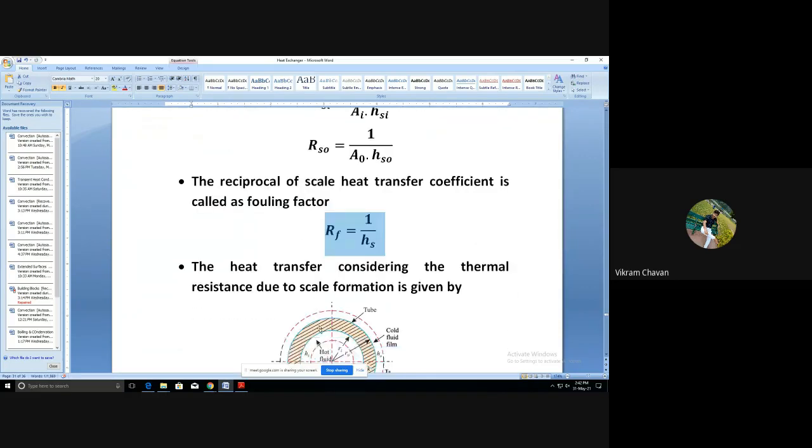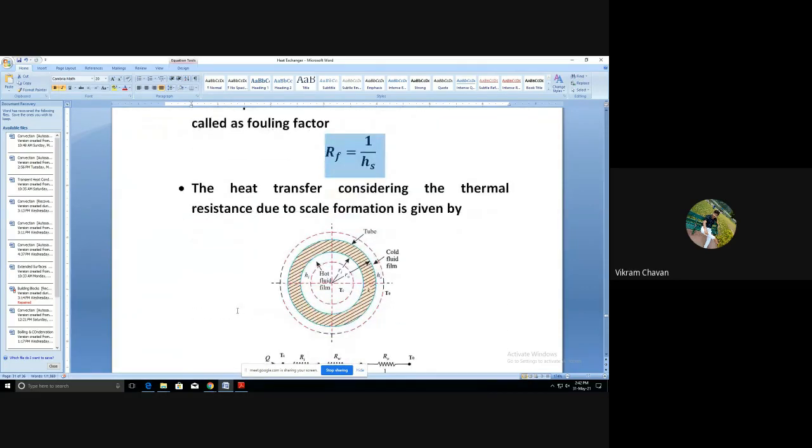Now consider there is a tubular heat exchanger, and one fluid is flowing inside that particular tube and one fluid is flowing over that tube. Here the inner heat transfer coefficient is Hi and the inner fluid temperature is Ti, whereas the outer fluid heat transfer coefficient is Ho and the outer fluid temperature is To.